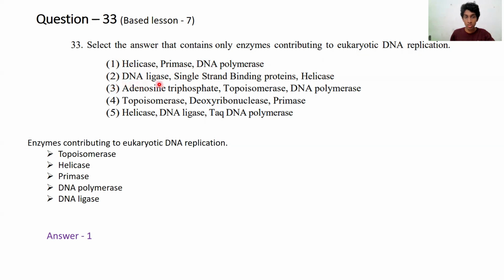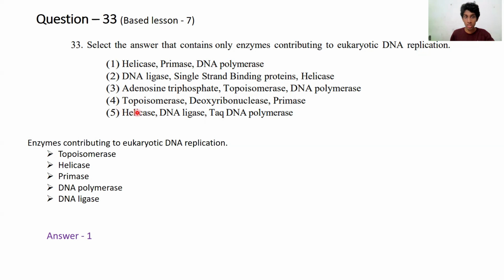Third one, adenosine triphosphate, it's a nucleotide. Topoisomerase and DNA polymerase are enzymes. Therefore, third one is also wrong. Fourth one, topoisomerase, it's an enzyme. Deoxyribonuclease, it's an enzyme, but it's not used in DNA replication. And primase is an enzyme. Therefore, fourth one is also wrong.